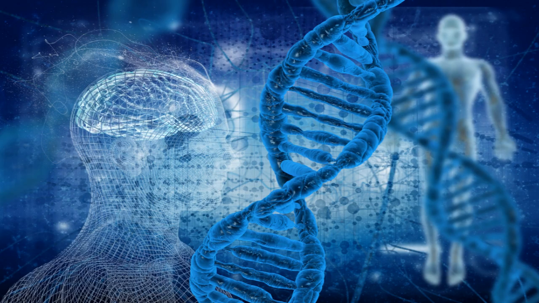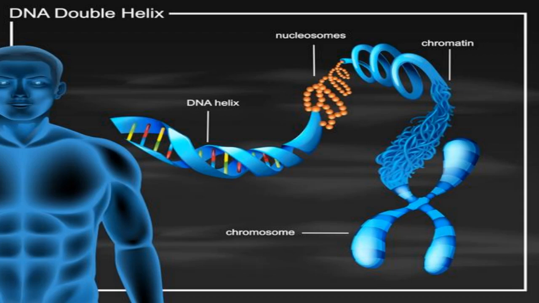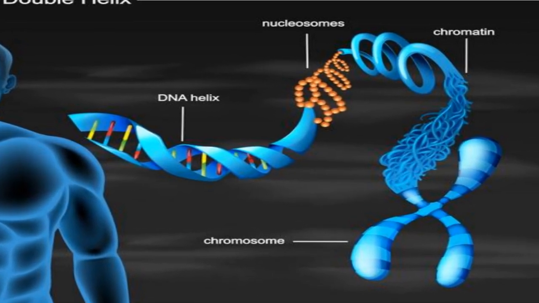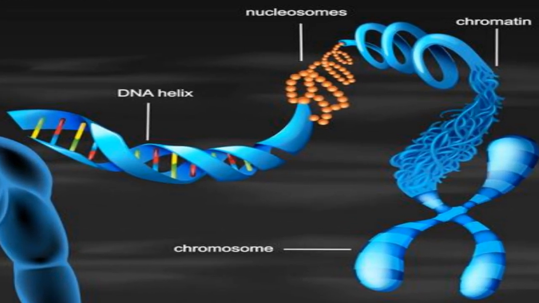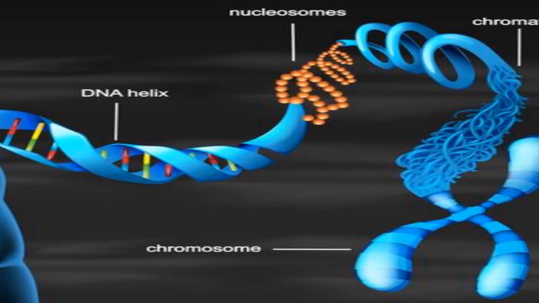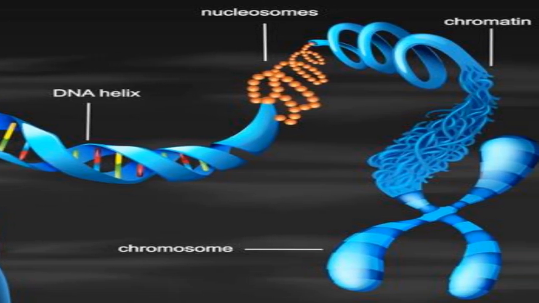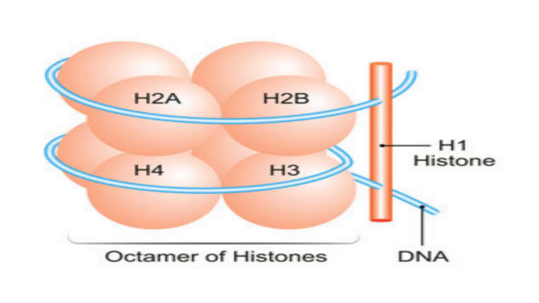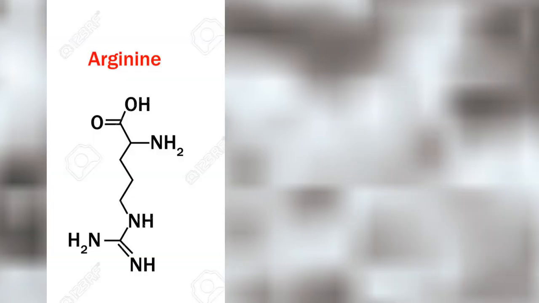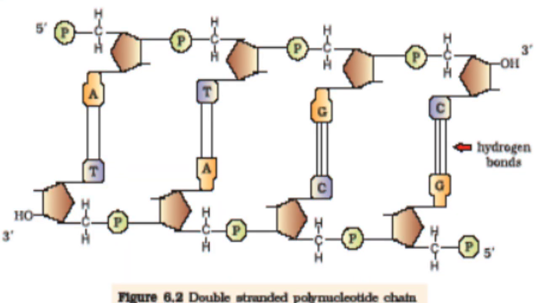Packaging of DNA in eukaryotes. The histone system. In eukaryotes, DNA packaging is more advanced. Let's look at the role of histones. Histones are positively charged proteins. They are rich in basic amino acids like lysine and arginine. These amino acids carry positive charge which attract the negatively charged phosphate backbone of DNA.